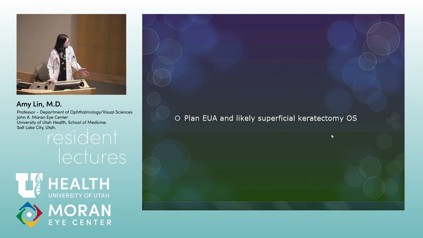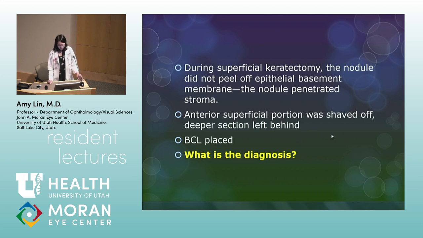So the plan was, because he's five, not very cooperative, we're going to plan an EUA and a superficial keratectomy of his left eye. However, during the superficial keratectomy, the nodule did not peel off the epithelial basement membrane easily. So normally with Salzmann nodules, you just find a plane underneath the Salzmann nodule, and you can just take a 0.12 and peel it off the epithelial basement membrane. However, in this case, this didn't peel because the nodule actually penetrated into the stroma. So what we decided to do was shave off the anterior superficial portion. There was a deeper section left behind. So it did look better afterwards, but there still was a deeper posterior component that was left behind. Placed a bandage contact lens on.